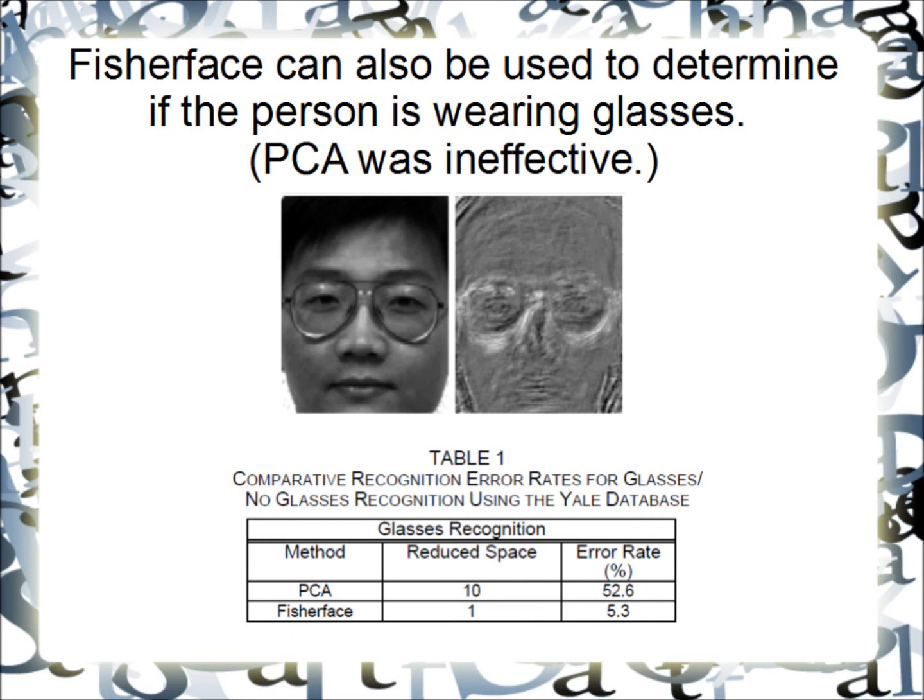The Fisherface algorithm can also be used to determine if a person is wearing glasses. PCA was also investigated to see if it could recognize if someone was wearing glasses. In this test, they had 2 different classes, people with glasses and people without glasses. The PCA error rate was 52%, and considering that there's only 2 options, either wearing glasses or not wearing glasses, it didn't work at all. The Fisherface algorithm, however, had an error rate of only 5%.